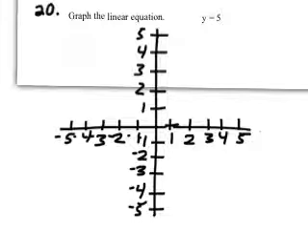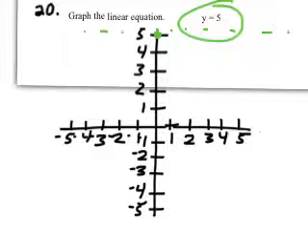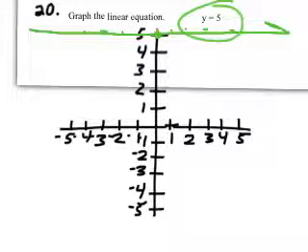Number 20, graph the linear equation. So you see our equation is y equals 5. So where does y equal 5? Well, y equals 5 right here. Okay, so what you'd want to do is just put a dot there. Y equals 5. And then y is always 5. So no matter what x is, x could be 3, 5, 7, 8, 9, x could be any of these, it's always going to be 5. So there's our line going through y equals 5.